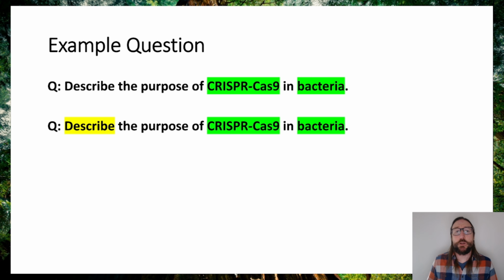Using our example, describe the purpose of CRISPR-Cas9 in bacteria. Here, describe is the task word. That means your answer should focus on giving a detailed explanation of how CRISPR-Cas9 works in bacteria. You're not just listing facts, you need to explain. We are going to underline it in a different colour.